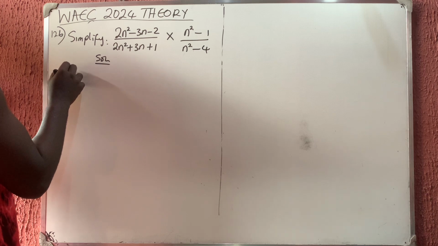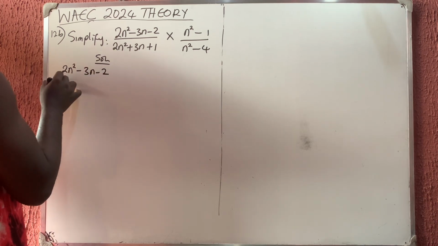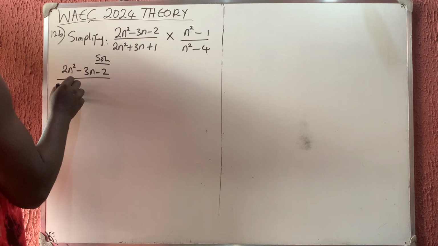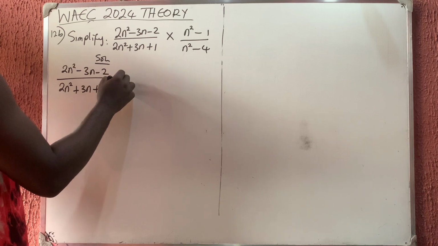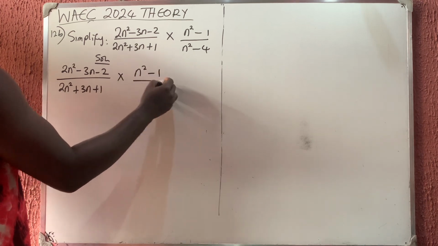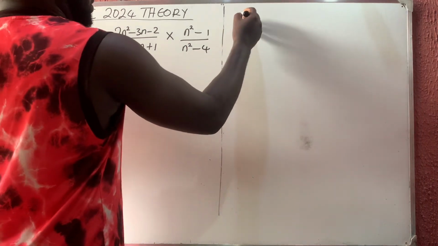So I have (2n² - 3n - 2) over (2n² + 3n + 1), then times (n² - 1) over (n² - 4). Now let us factorize this. I want to do it somewhere here.